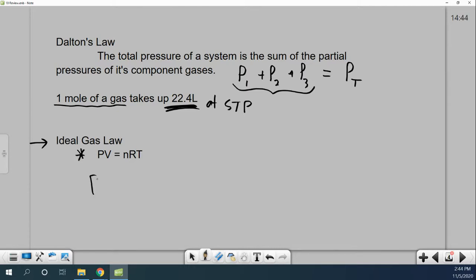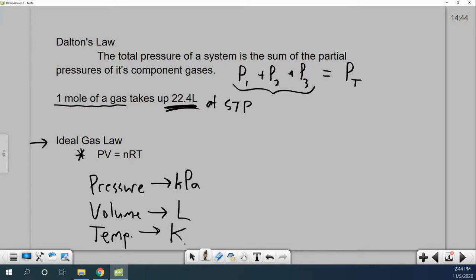The only tricks to it: pressure must be in kPa. Volume must be in liters. For all of these equations, it just makes sense to make sure our temperature is in Kelvin, if you're doing math with it. And n just equals how many moles you'd end up with, the number of moles. Or if you know the number of moles, you can just plug that in there for n. And R is the ideal gas constant. It is always the same value of 8.314 for any ideal gas.